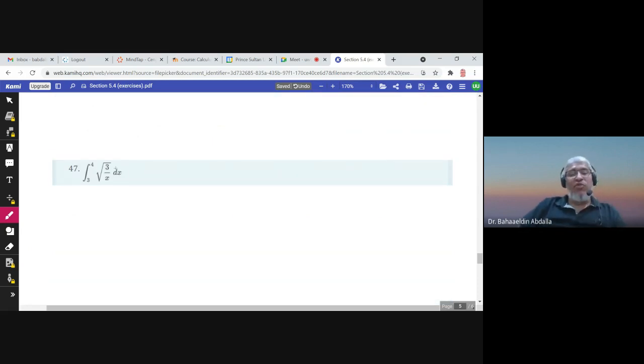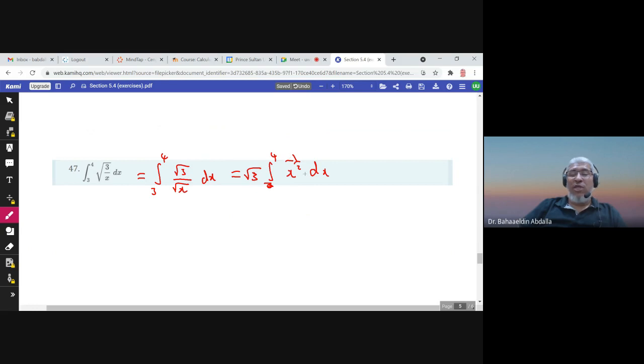Now here I need to rewrite this. So I will write it first as square root of 3 over square root of x, distributing the square root. Then square root of 3 is just a number, so I can take it out. And I'll have 1 over square root of x. I will write it x to the power negative half. It is already x to the power half here. If you take it up, it would be x to the power negative half.